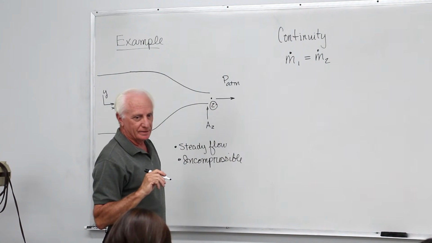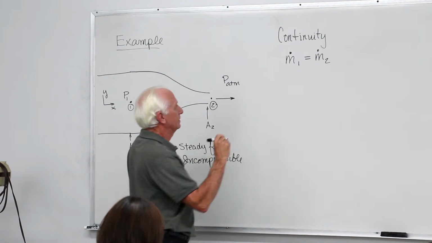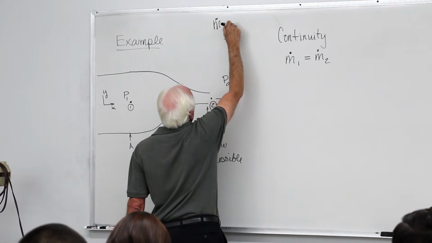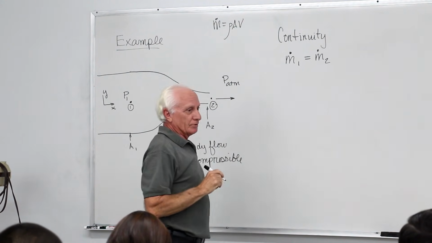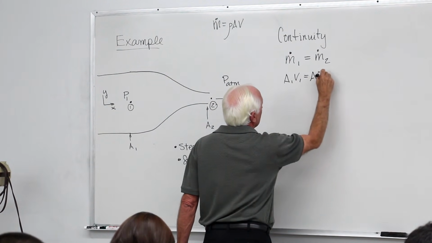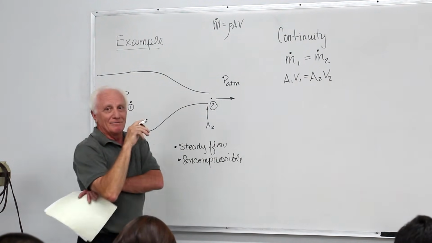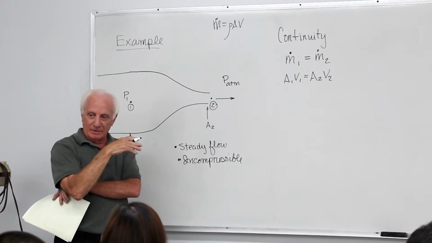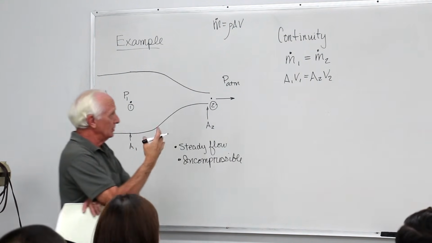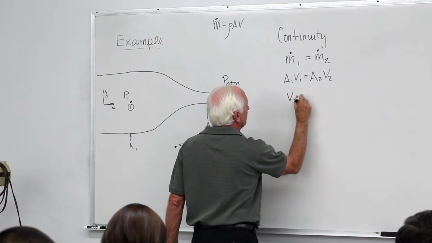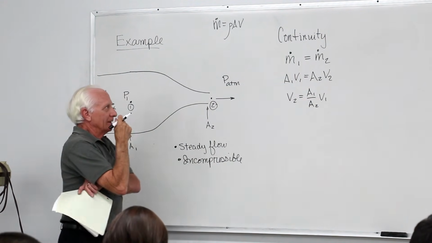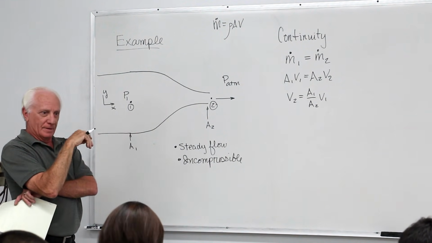Rho is constant. Rho 1 equals rho 2. And what's m dot? m dot equals rho A V. So the rho's cancel out. We have A1 V1 equals A2 V2. Obviously, the areas are not the same here. So if you know V1 and you want to find V2, then V2 equals A1 over A2 times V1. Those are all from conservation of mass.